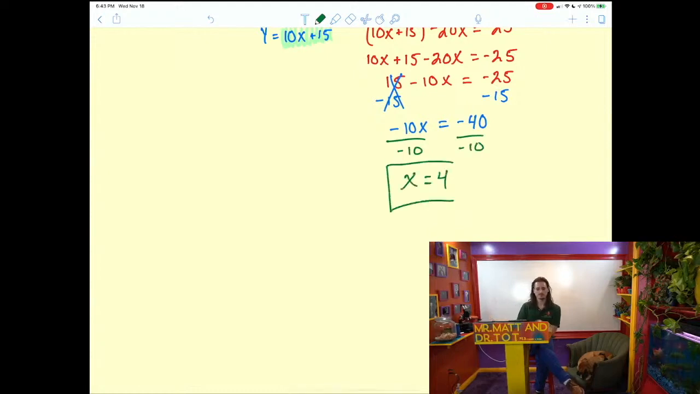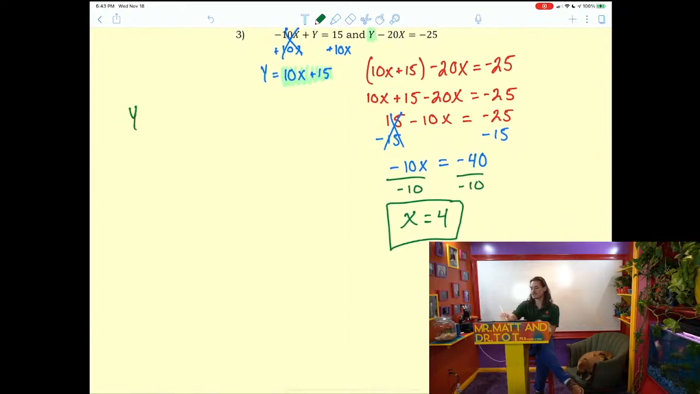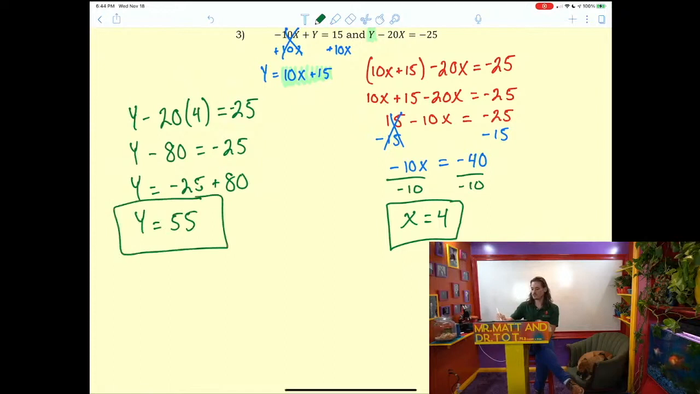So if x is equal to positive 4, I can sub back into either one of these equations. I'll take the second one. So y minus 20x. So y minus 20 times 4 is equal to negative 25. So negative 20 times 4 is going to be a negative 80. So I'm going to have y minus 80 is equal to negative 25. Adding 80 to both sides, y is going to be equal to negative 25 plus 80. And so y is going to be equal to 55. So the coordinate solution would be 4, 55.